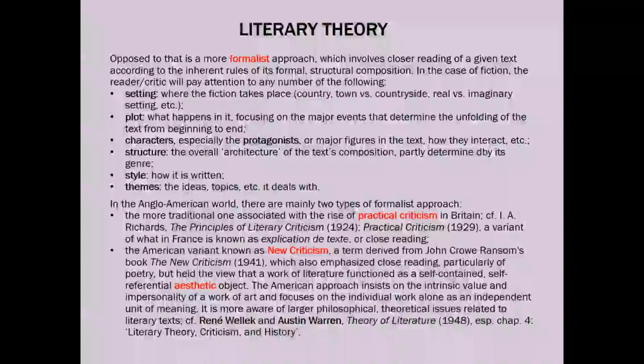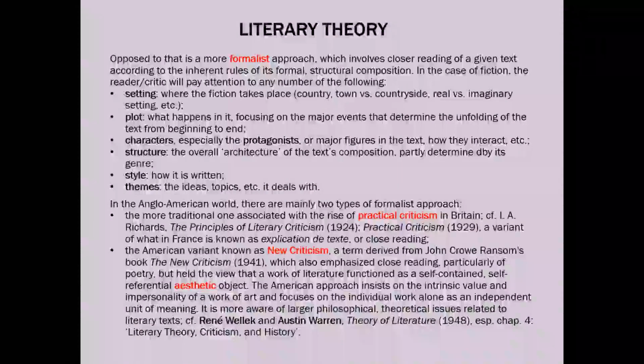So for instance, in fiction, since this course is mainly concerned with fiction, a formalist critic will look at any number of the following that characterizes a novel, a novella, or short story. The setting, and I give you basic definitions, where it takes place. The plot, so what happens to it, especially from the point of view of the major events that determine the unfolding of the text, of the action. The characters, obviously, especially the major ones, which in English are called the protagonists, comes from a Greek word which means the major actors. Okay, so the major figures in the text and how they interact.